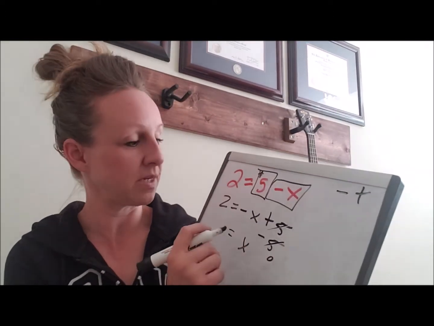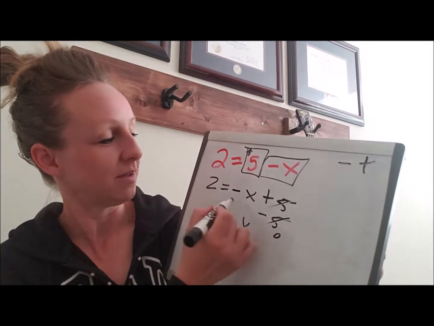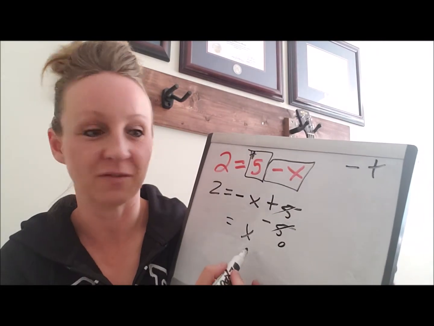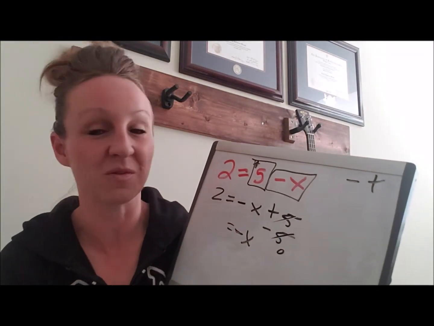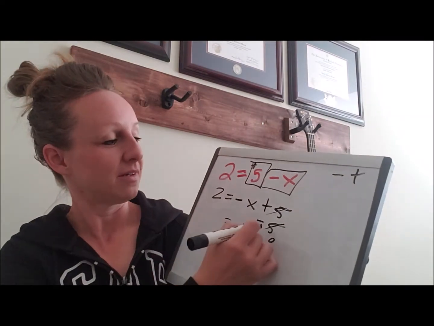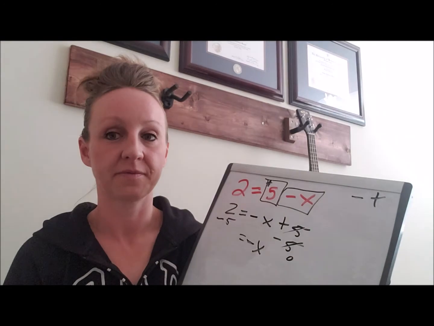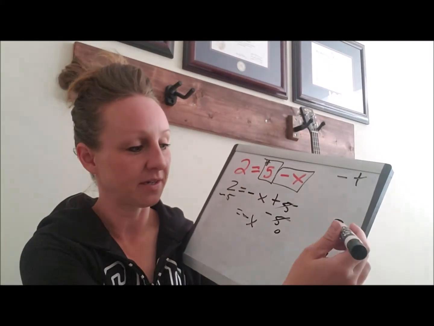But I also have to take away, oh, sorry, I almost messed up. Do you see how I actually just copied on the x and I forgot to bring down the minus sign? I'm left with minus x. That's a problem, but it's a good problem. I took away 5 on this side, so I have to take away 5 on this side.